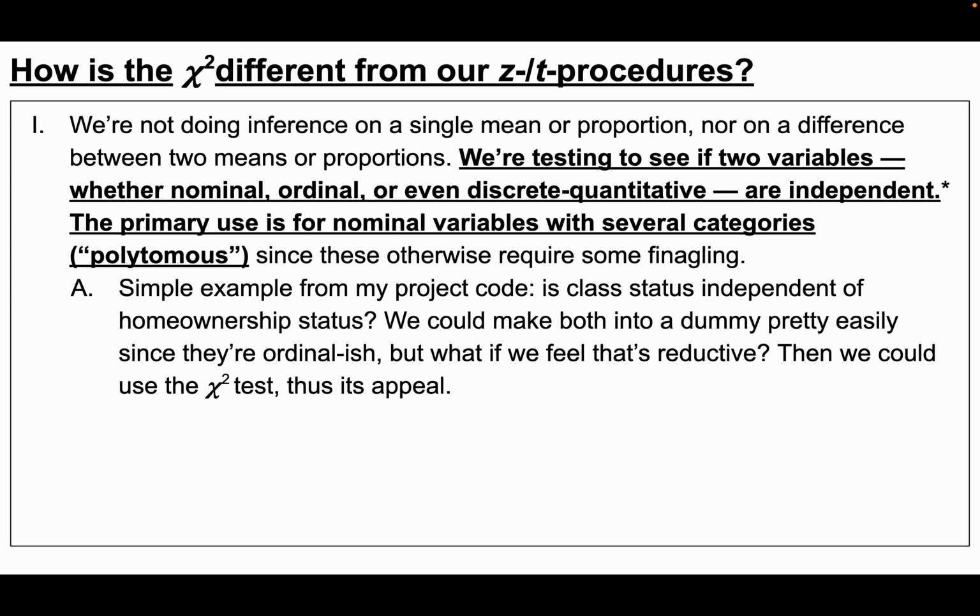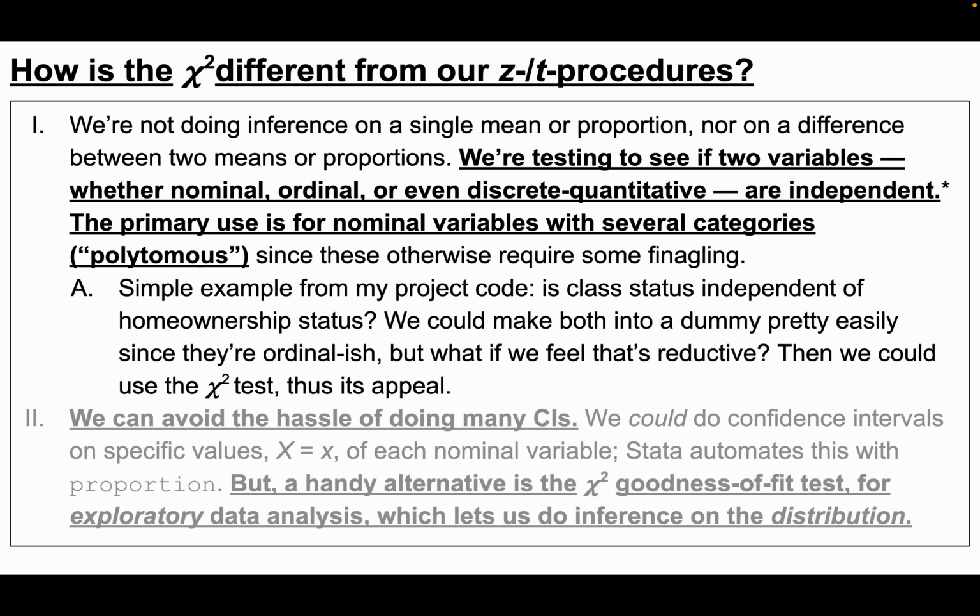So here's a simple example. Is class status independent of home ownership status? We can make both of those into a dummy pretty easily, say whether someone is working class or not and whether they own a home or not. But what if we feel that's reductive? Then we could use the chi-square test, which is its appeal.